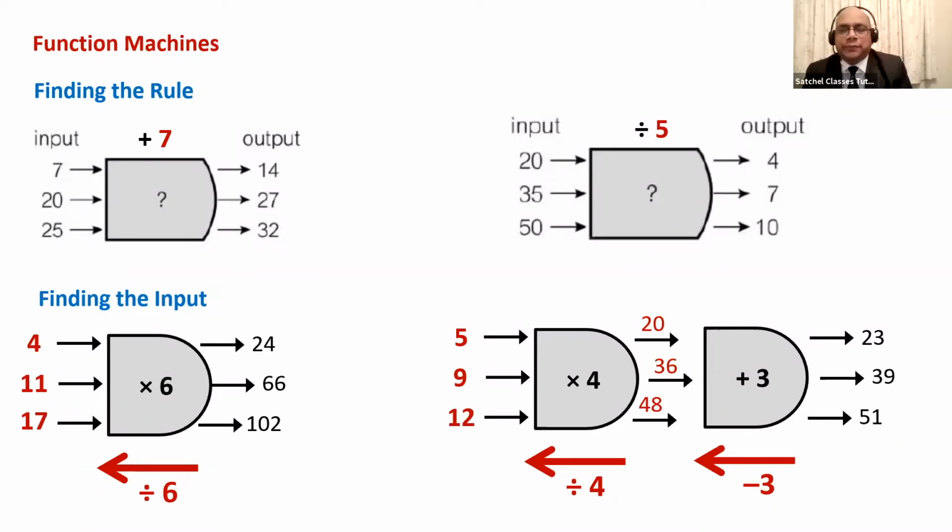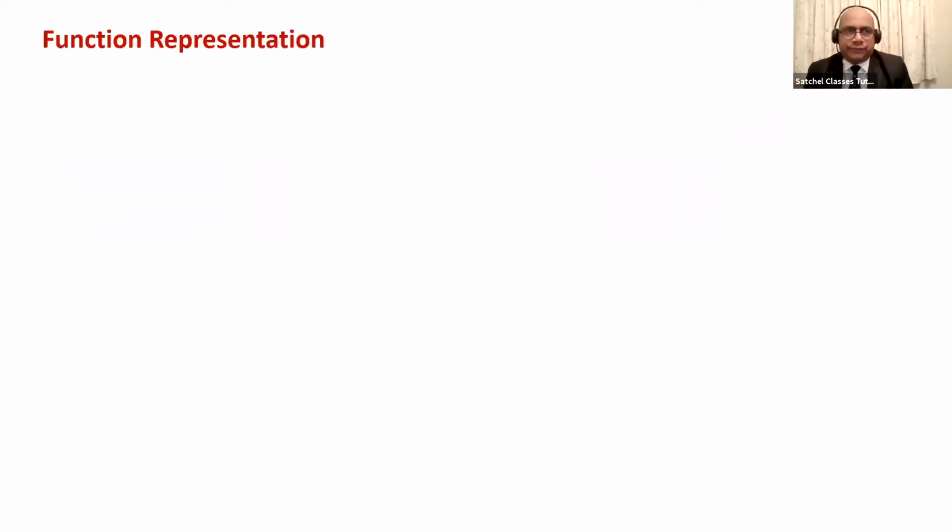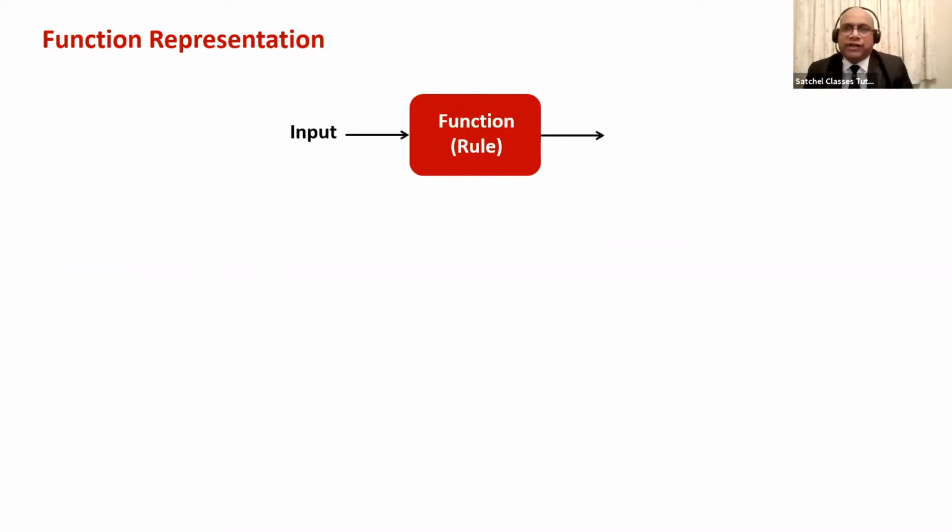There you go. Now, in general, function machines are not the only ones which are classified as functions. There are specific representations for functions. Let's understand these now. So as you know, a function links an input to an output, and a function is a rule, correct?